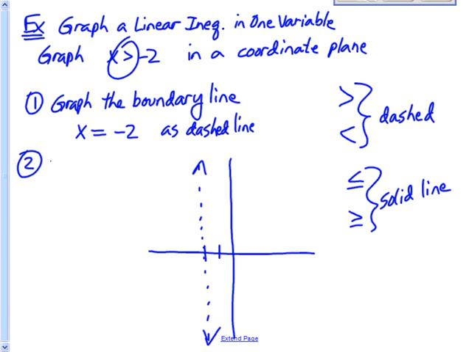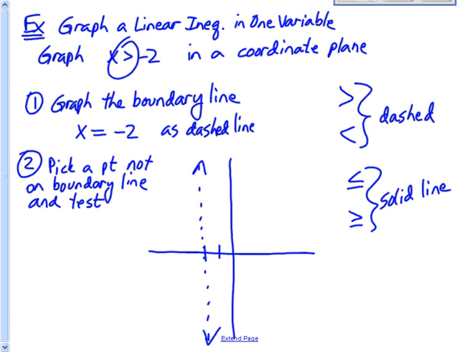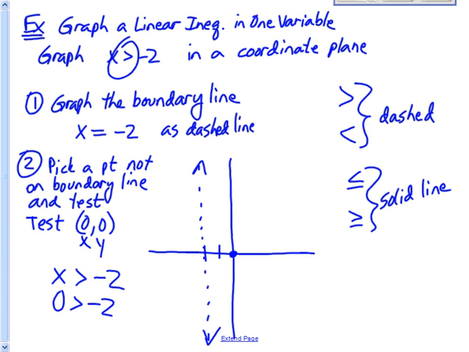So what we do is we pick a point not on the boundary line and we test it. I always like to test (0, 0), the origin, because it's real easy, as long as it's not on the boundary line. So we're going to test (0, 0). Now we plug it in for x and y. Here's our original inequality: x is greater than -2. Plug in the x and y. You notice there's only an x to plug in; there's no y. So is 0 greater than -2?